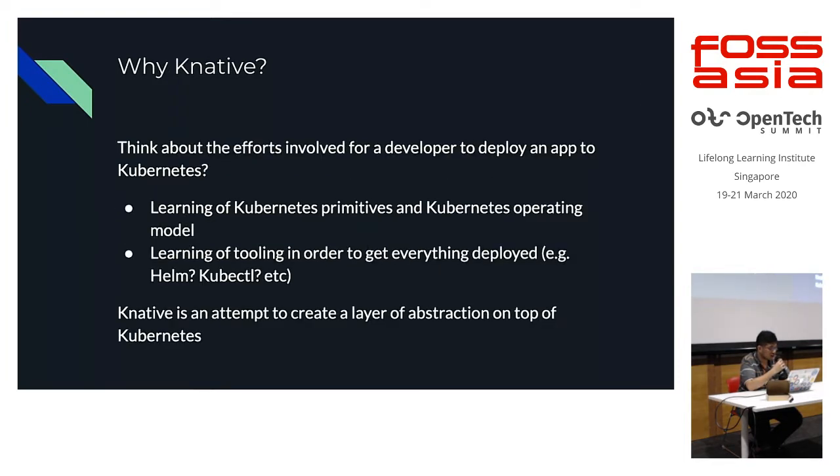So why do we want to take a look at Knative? One thing's for sure: for a developer trying to deploy an application on Kubernetes just using Kubernetes manifest files, and let's say the DevOps team don't particularly help out, the developer has to know not only the application, but also all the Kubernetes primitives and how the whole Kubernetes thing operates. So for a developer, it's overwhelming at first glance. On top of that, they have to learn a whole bunch of tooling just to get something deployed, like Helm and kubectl. So Knative is an attempt to create a layer of abstraction on top of Kubernetes in order to simplify the interface developers use to deploy workloads on top of Kubernetes.